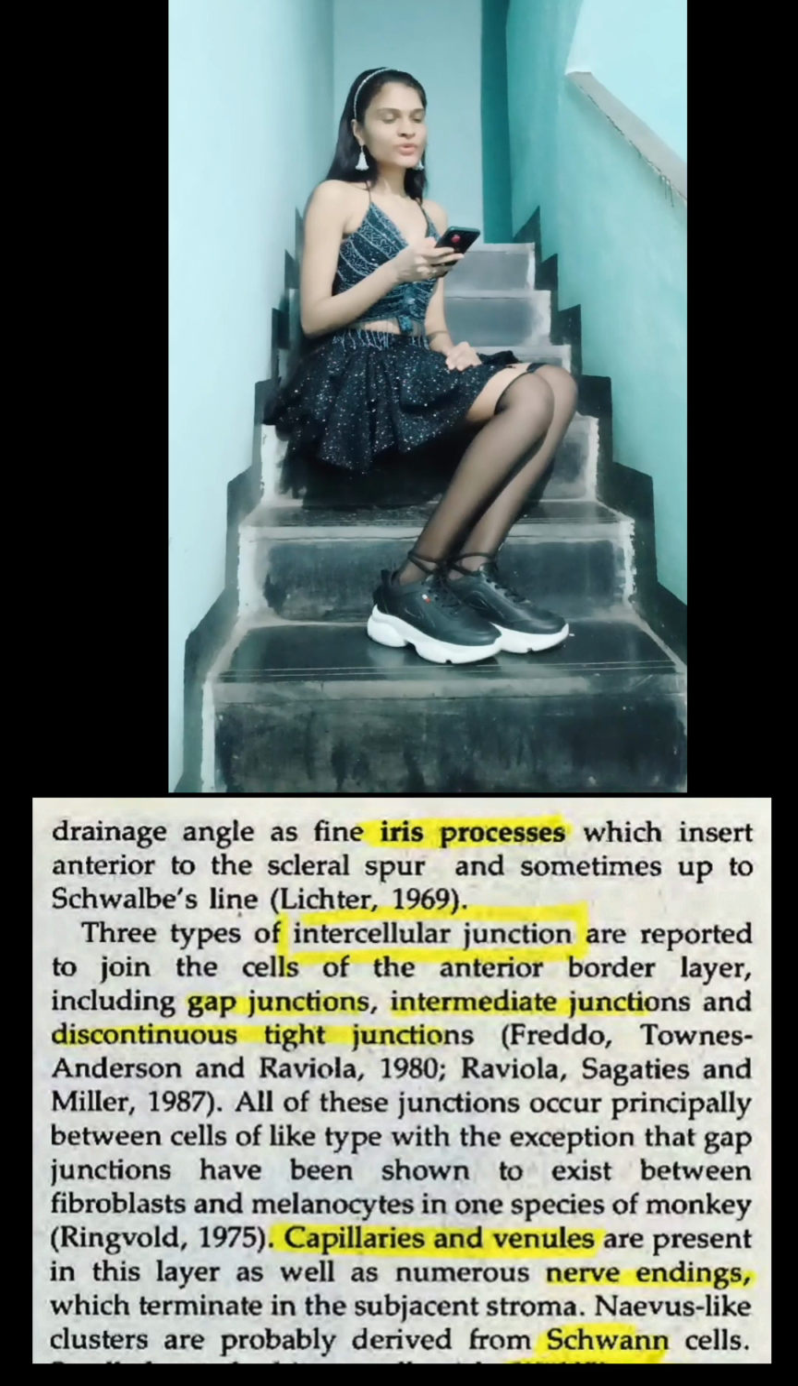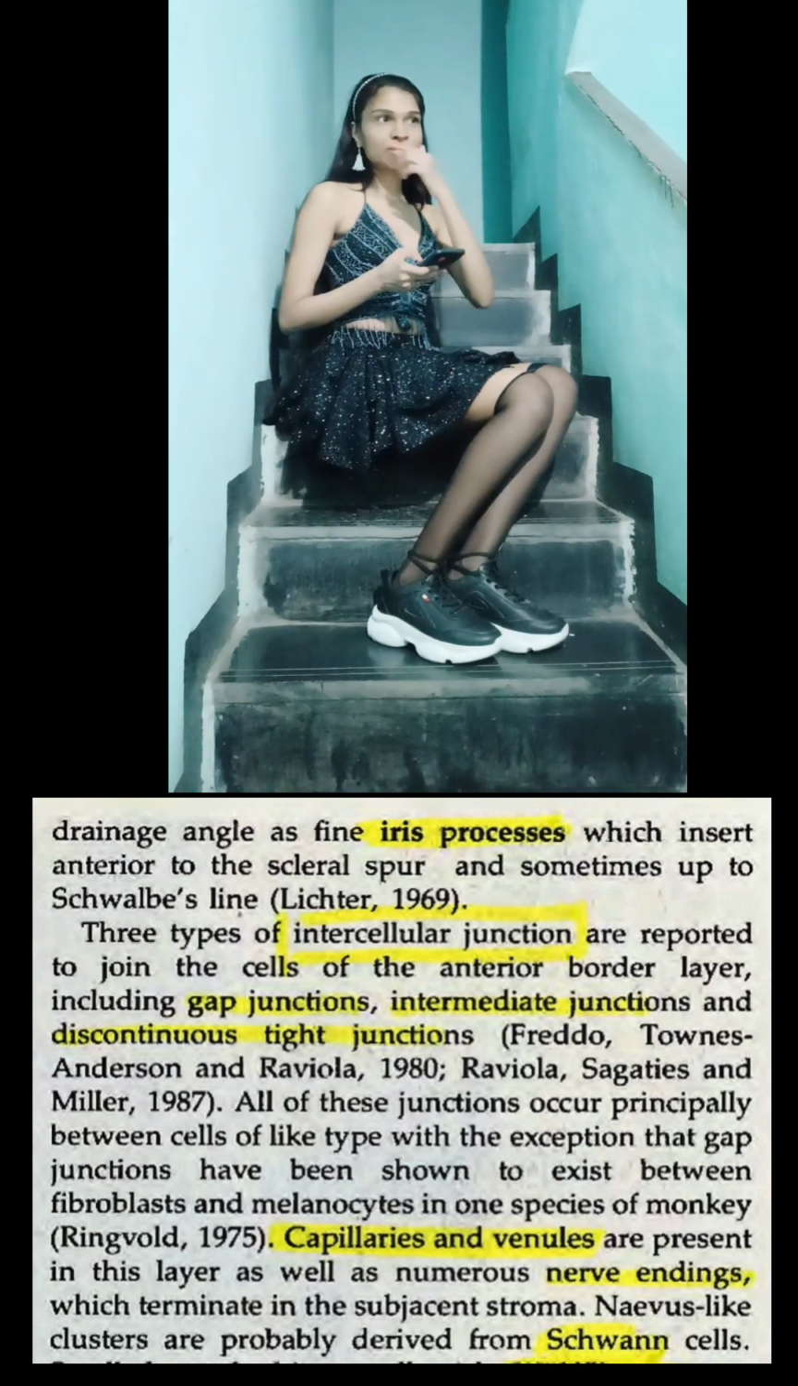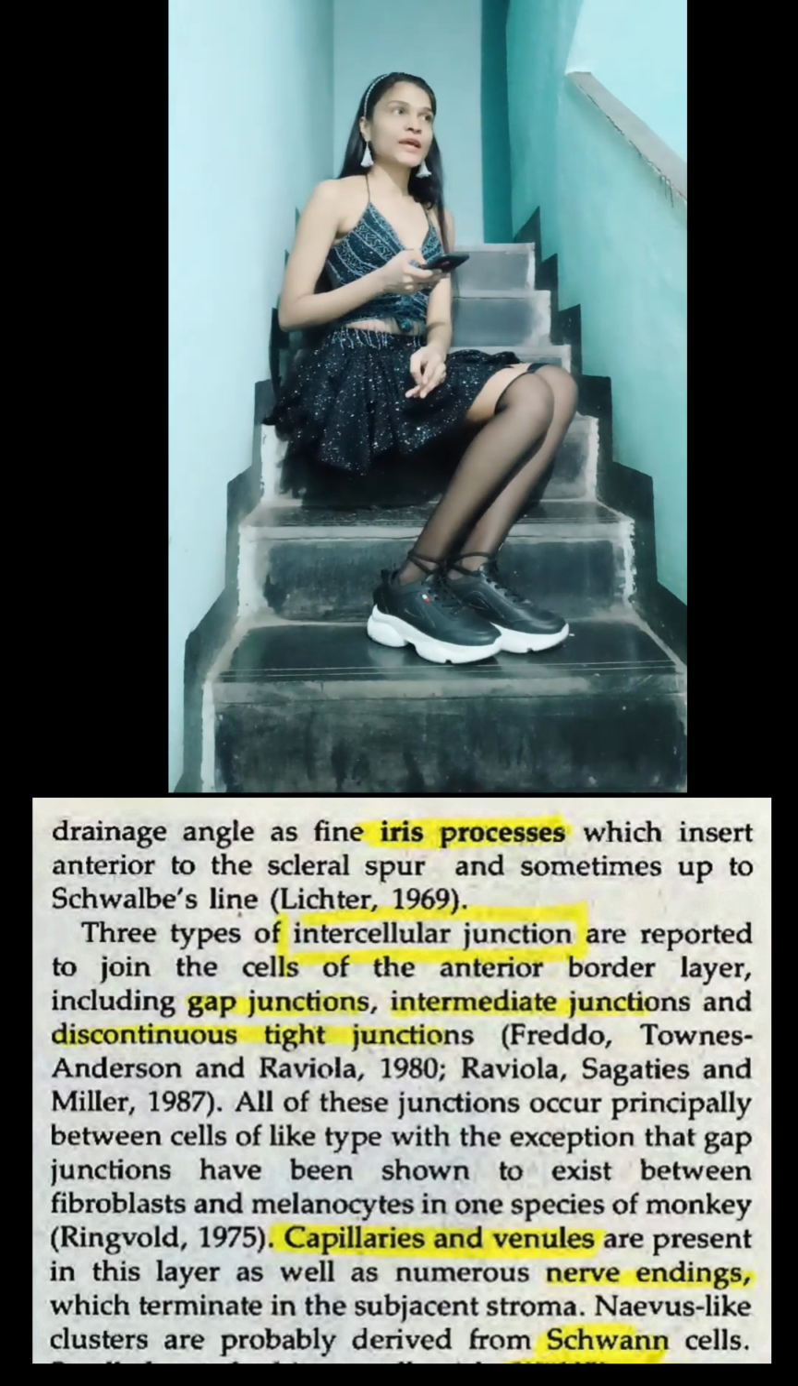3 types of intercellular junction are reported to join the cells of the anterior border layer, including gap junctions, intermediate junctions, and discontinuous tight junctions. There are how many types of junctions? Zonula occludens tight junctions, then adherens, zonular or macular adherens, then desmosomes and hemidesmosomes, and gap junctions. So in between cells, there are 4 types of junctions: tight junctions, that is occludens, then adherens, then desmosomes, and then gap junctions.